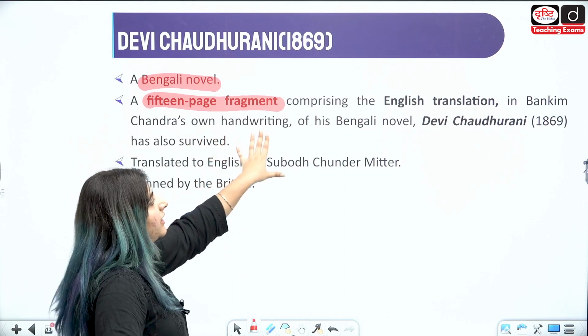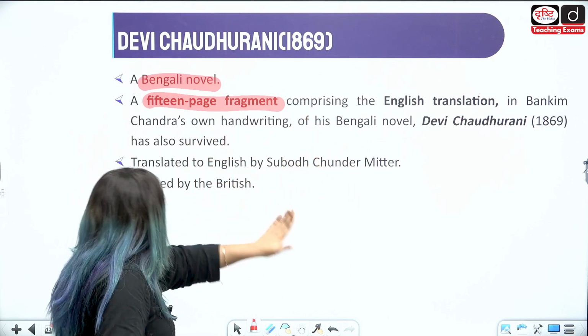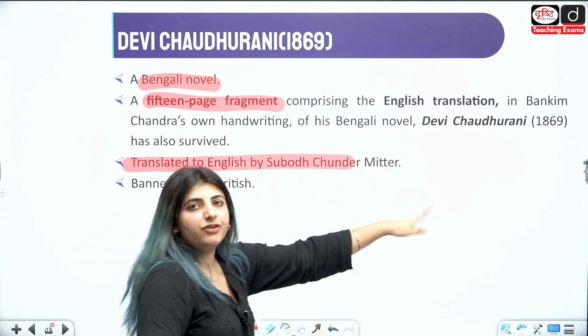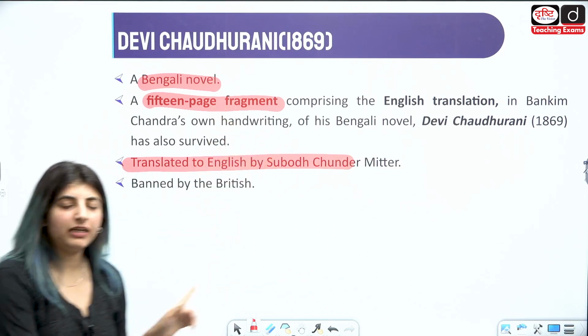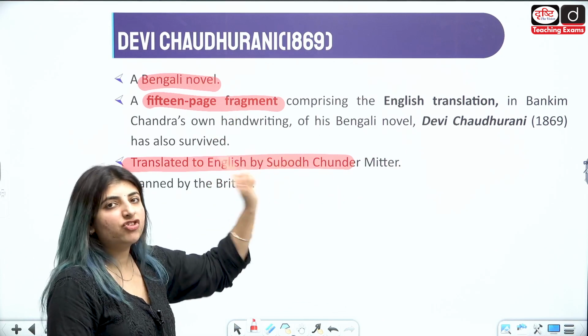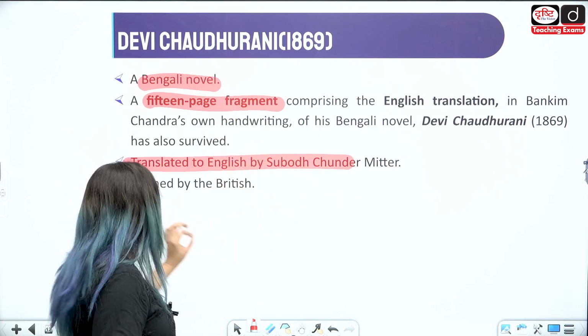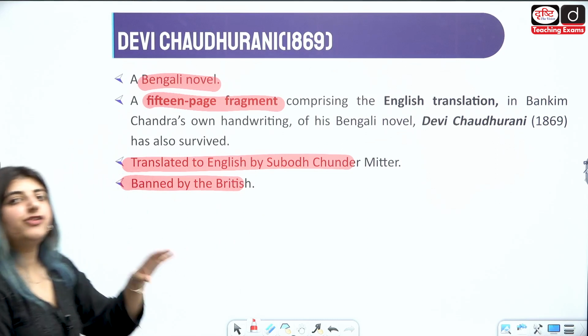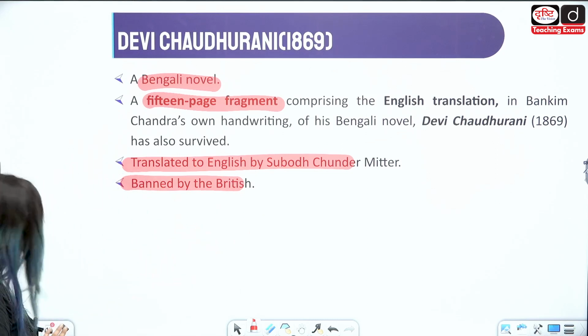In his own handwriting, Devi Chadurani. When we move forward, we see that later on, because he could not translate it completely, Subodh Chandra Mitra translated it entirely into English. It was banned by the British because of certain content that they did not like.